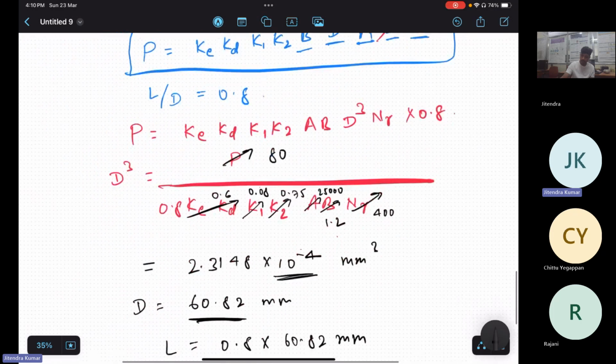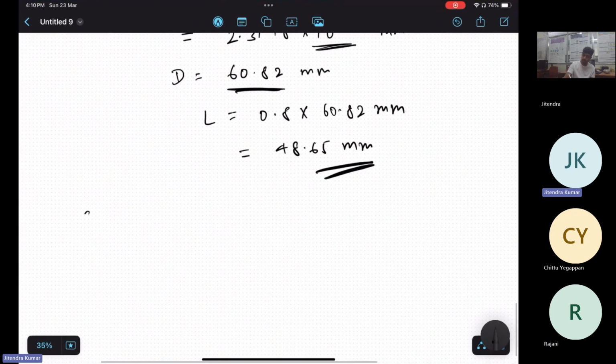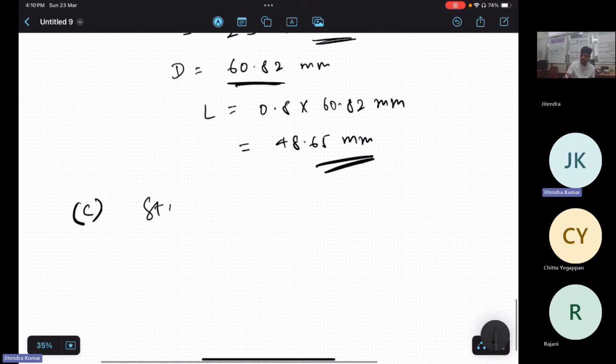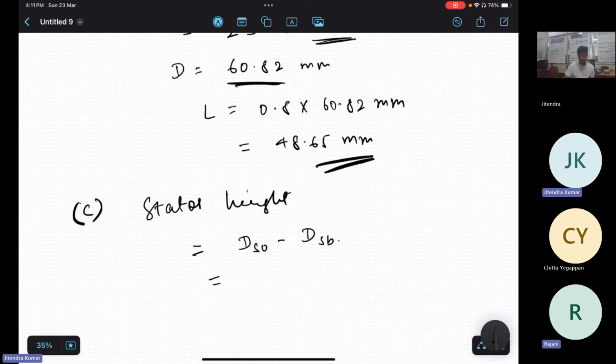Okay, so let us go step by step. So how much is the stator height? A stator height is a stator outer diameter minus a stator bore diameter. So how much is the stator outer diameter? 150 mm. And the stator bore diameter we have calculated is 60.82 mm. Yes, so this will be 89.18 mm.